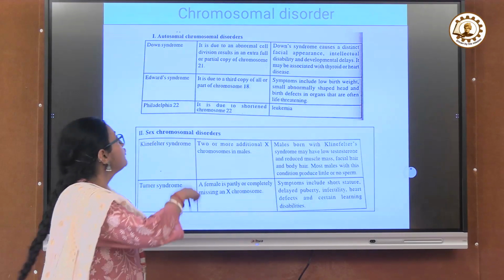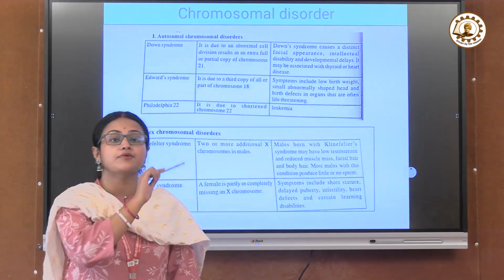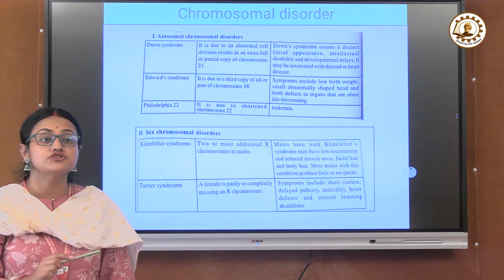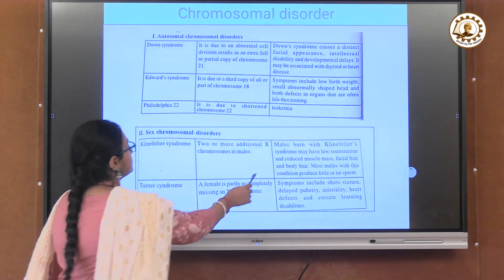So for characterizing these types of disease, we have to identify which chromosomal disorder takes place.